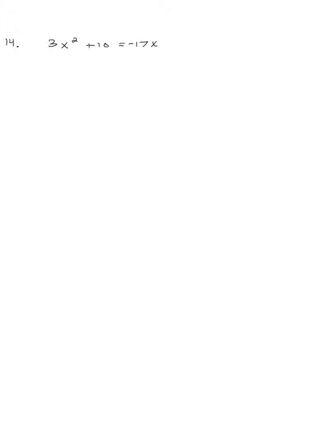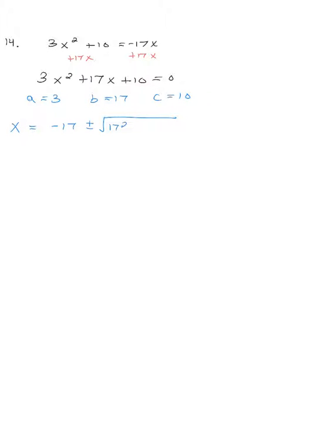In question 14, I have to add 17x to both sides. And I want to be careful here that I put that between the x squared term and the constant term. The equation is 3x squared plus 17x plus 10 is equal to 0. So here, a is equal to 3, b is equal to 17, and c is equal to 10. The solutions are going to be negative b plus or minus the square root of b squared minus 4 times a times c, all over 2 times a.